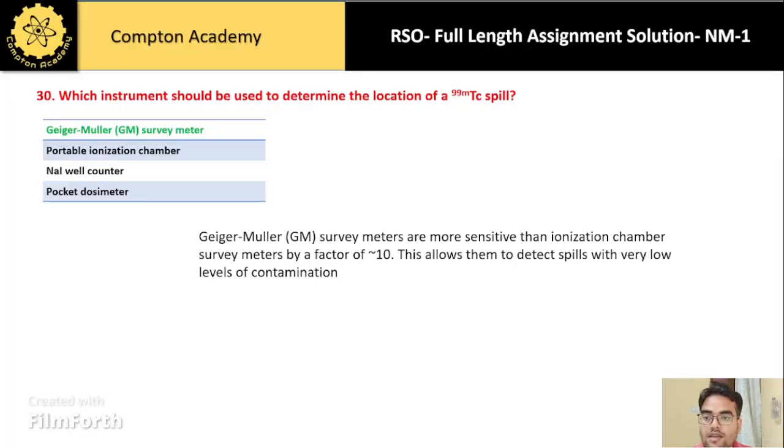Now the question number 30 is, which instrument should be used to determine the location of technetium 99 spillage? To determine the location of the spillage, we have to use the survey meter. So a GM based survey meter or an ionization chamber based survey meter can be used for this, and the sodium iodide based well counter is used for wipe test measurement. Here the GM survey meter is 10 times more sensitive compared to the ionization chamber. So the GM survey meter will be the most appropriate answer for this question.